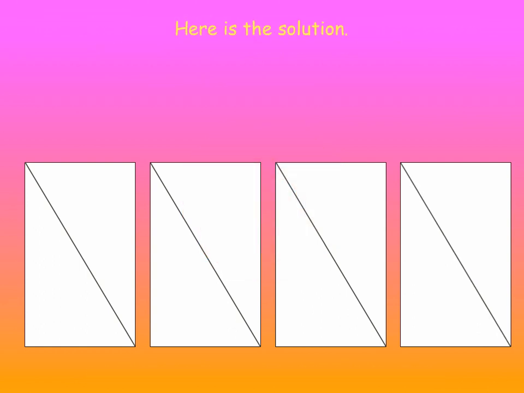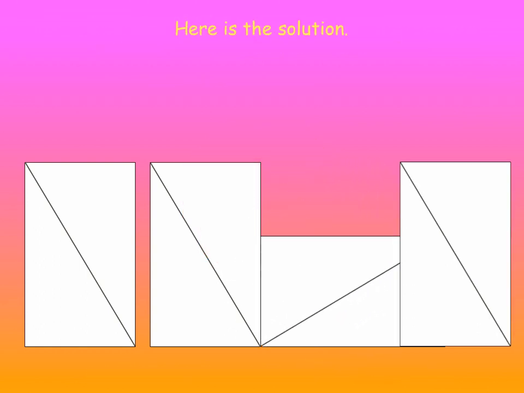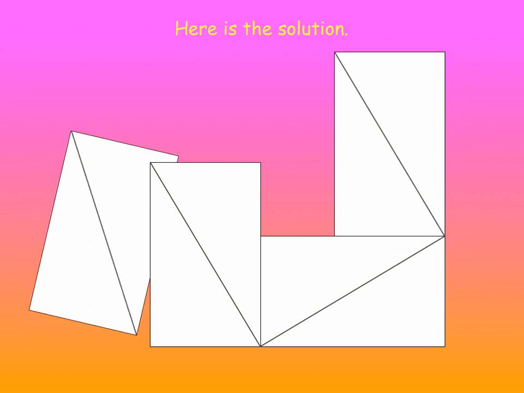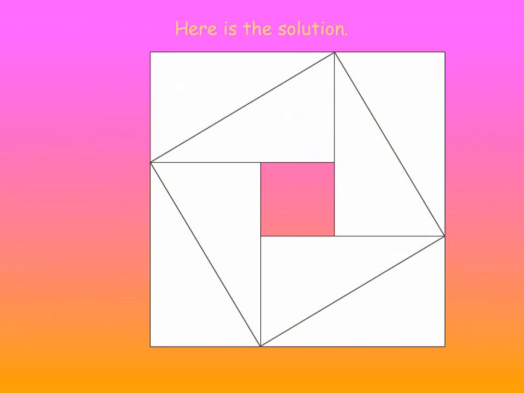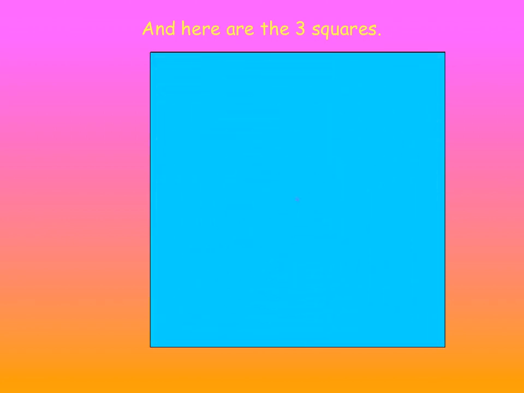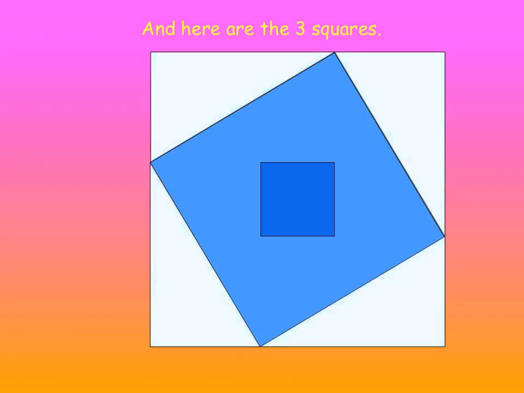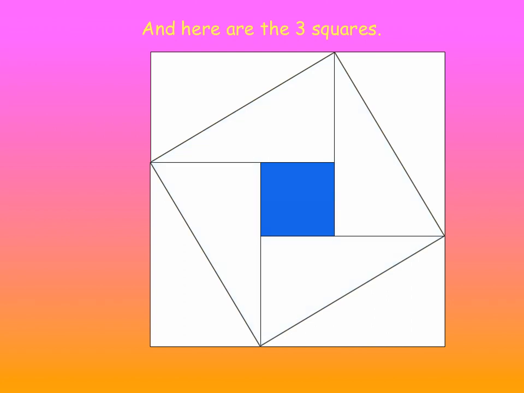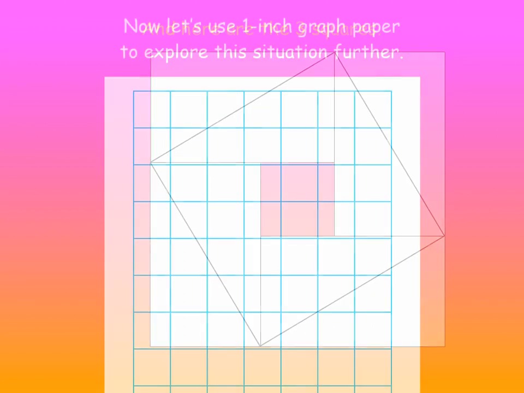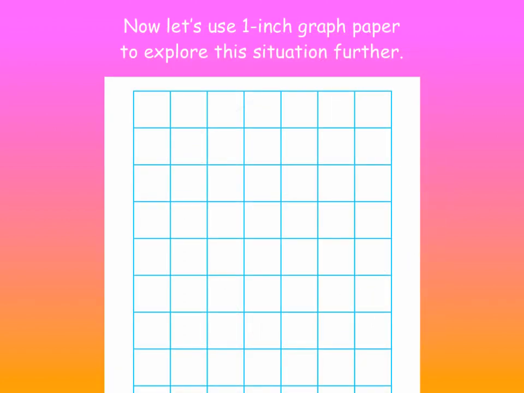Okay, here's the solution. Rotate, move that one, rotate, and here are the 3 squares. The big one, the middle one, and the little one. Can you see them all? Now let's use 1-inch graph paper to explore this situation further.